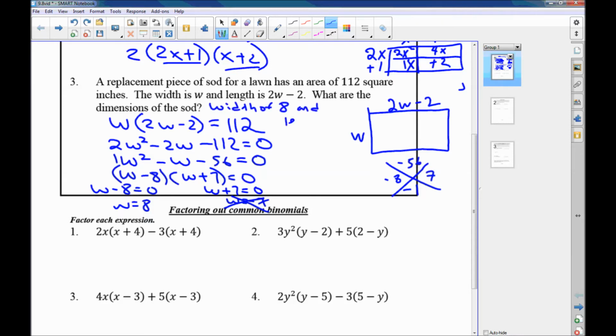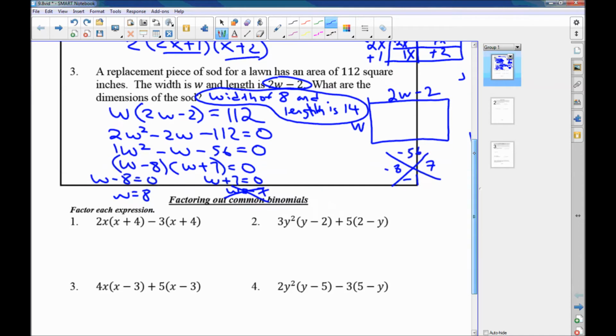And the length is, let's see, 2 times 8 is 16, and 16 minus 2 makes 14. So the width is 8 and the length is 14. All right, down below, factor out a common binomial.